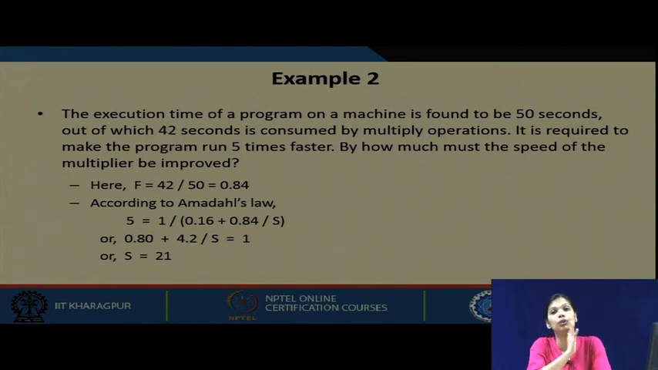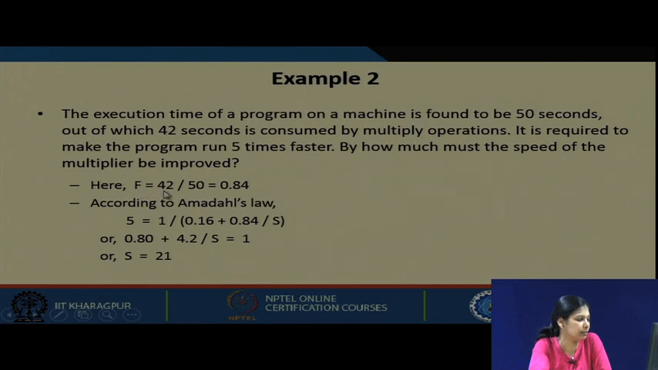So the overall speed up of the entire system, you want to make it 5 times. By how much must the speed of the multiplier be improved? So let us say it has been given that you want this 5 times speed up. So how much can this multiplier part be improved? We will just put that in the formula.